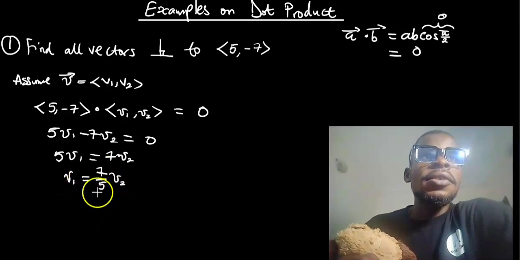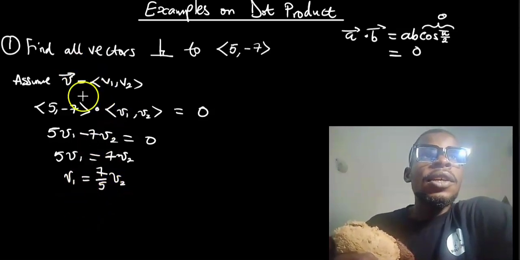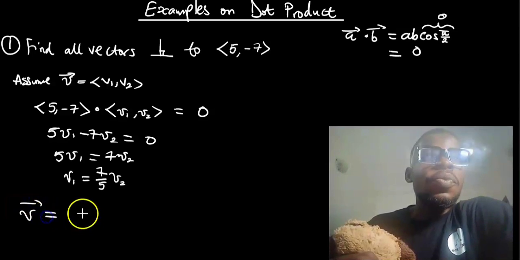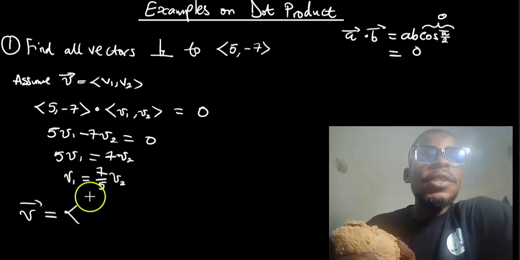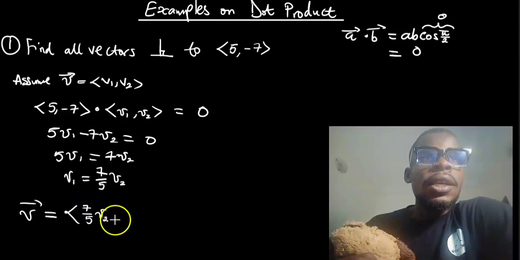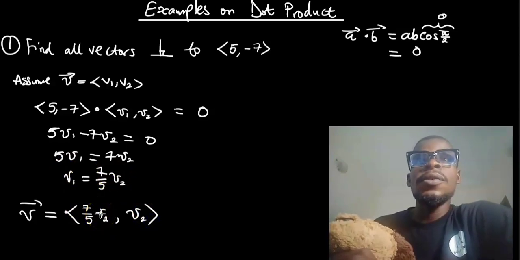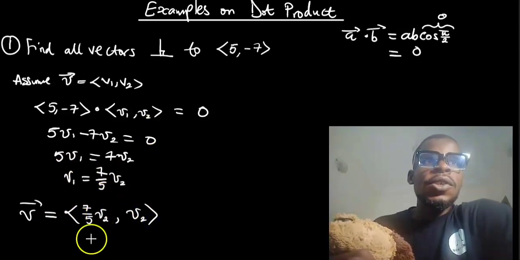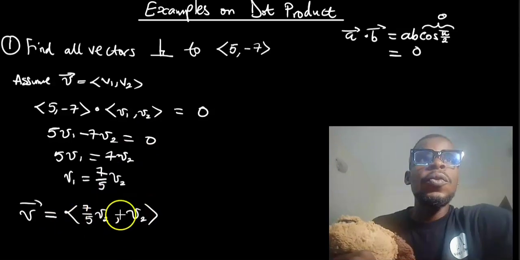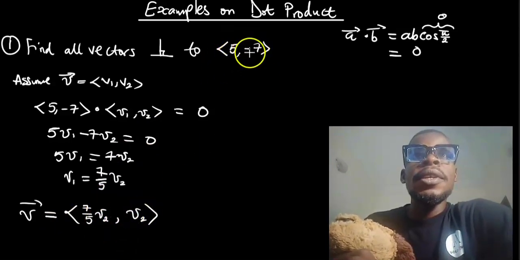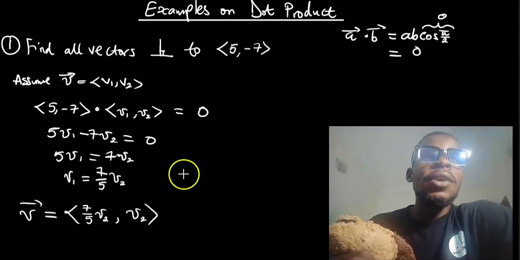So this tells us that whatever vector we want to be in this form, the first entry should be 7/5 of the second entry. So the first entry v1, since it is 7/5 of v2, we just replace that. Whenever a vector has this form, we are assured that such a vector will be perpendicular to the given vector.